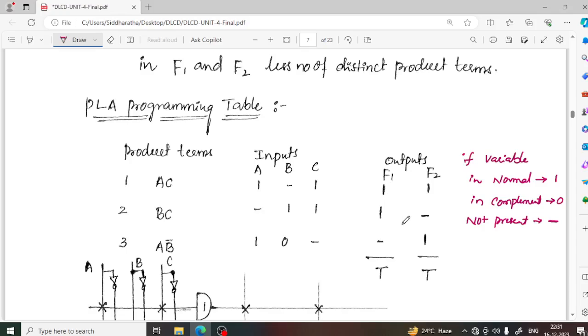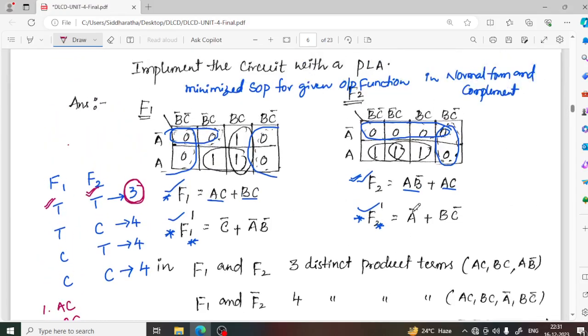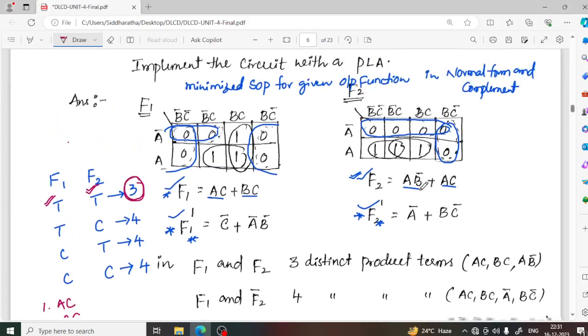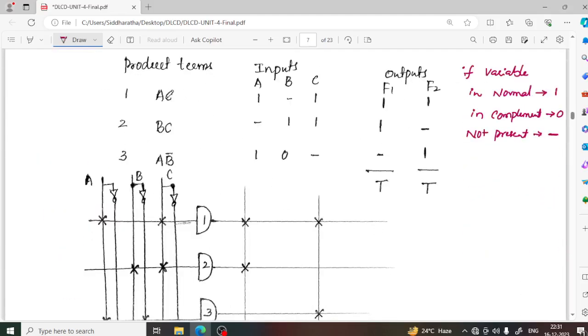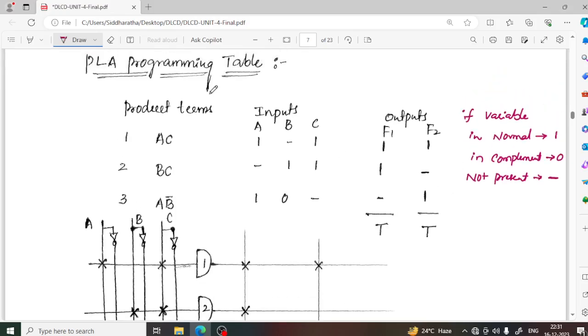So what is the expression for F2? If you observe the F2 expression, F2 equals AB bar plus AC. So AC is covered by F2, and AB bar is covered by F2. So to get the fewest distinct product terms, F1 is taken in true form and F2 is taken in true form. So you have to prepare the PLA programming table. Preparing this table is convenient for designing or programming the PLA to your logic. That's why initially we prepare the PLA programming table, right?